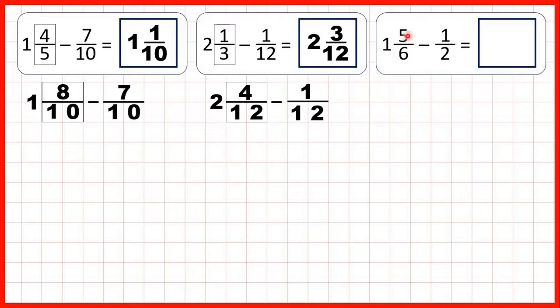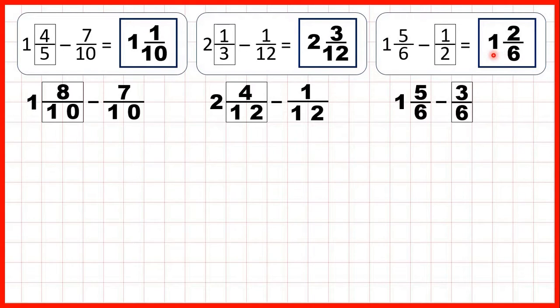Finally, we have 1 and 5/6 minus 1/2. This time, it's the fraction we're subtracting that we need to change. 6 is in the 2 times table, so instead of subtracting 1/2, we can subtract 3/6. That's equivalent because 2 times 3 is 6 and 1 times 3 is 3. So now 5/6 minus 3/6 is 2/6, and we still have 1 whole because we're not subtracting anything. So our answer is 1 and 2/6.